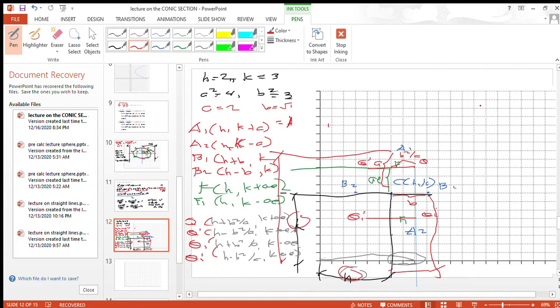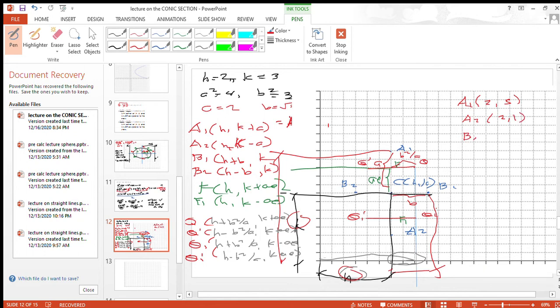Maybe we can put the points here. A1 will be at H, K plus A... A1 will be at H, 2, K is 3 plus 2, 5. Diba? A2 is at 2, K is 3, 3 minus 2, 1.